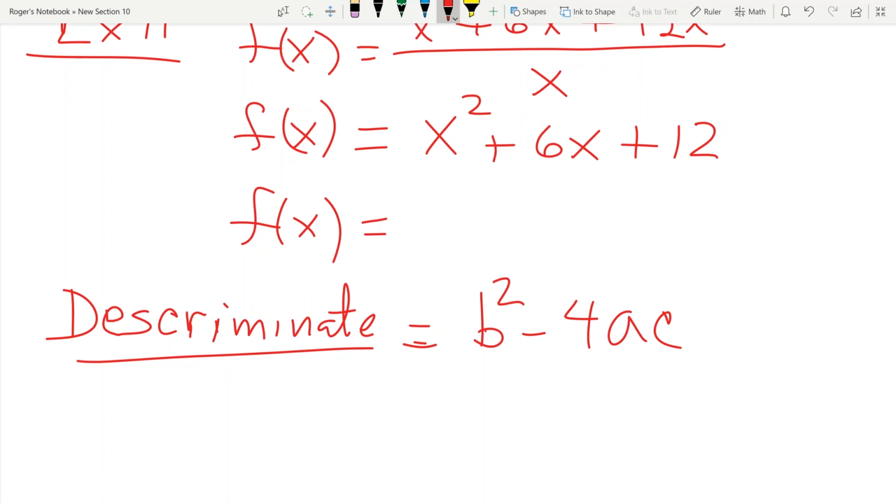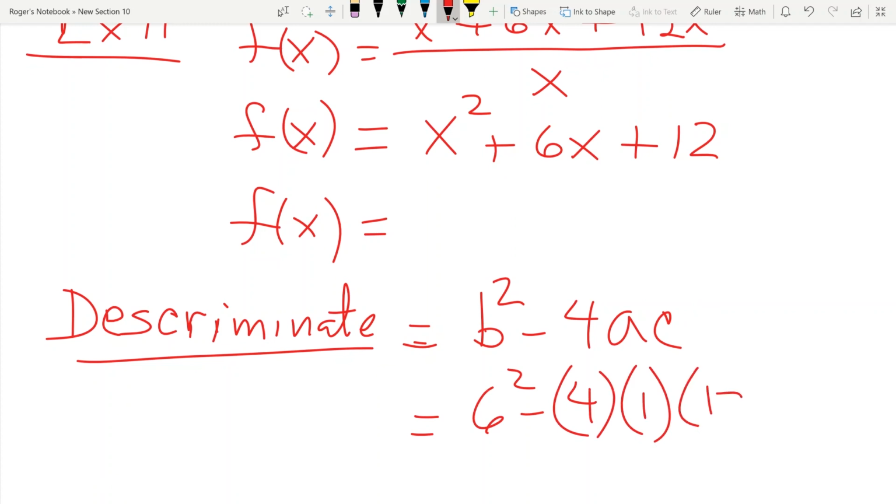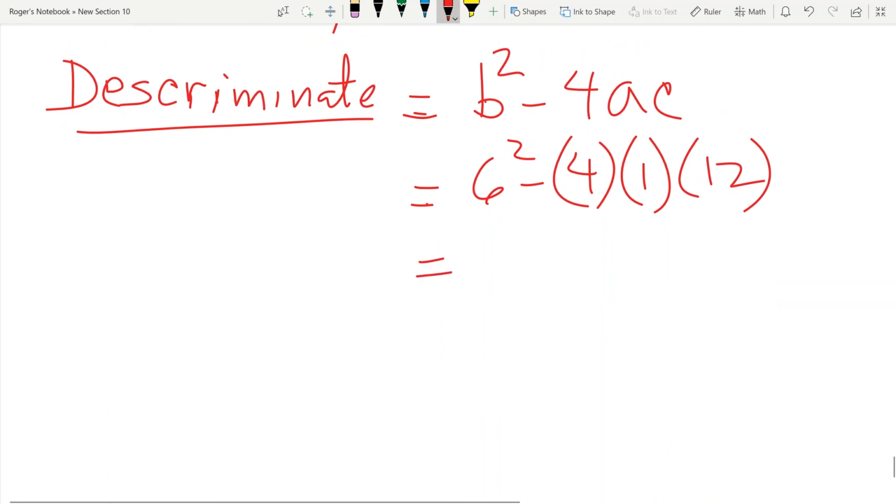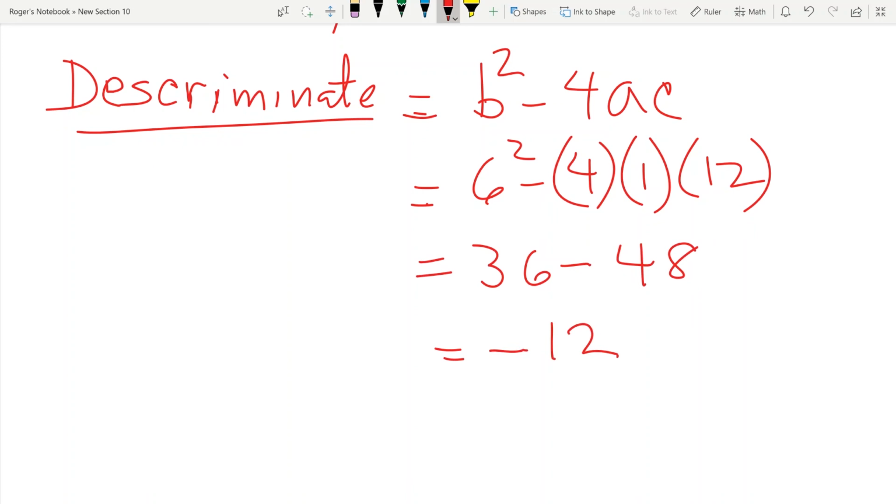b is equal to 6. So this is going to be equal to 6 squared minus 4 times 1 times c, and c is 12. 4 times 12 is 48. So notice we have already discovered something important here, and that is that this is equal to 36 minus 48, which is equal to negative 12. The discriminant is negative.